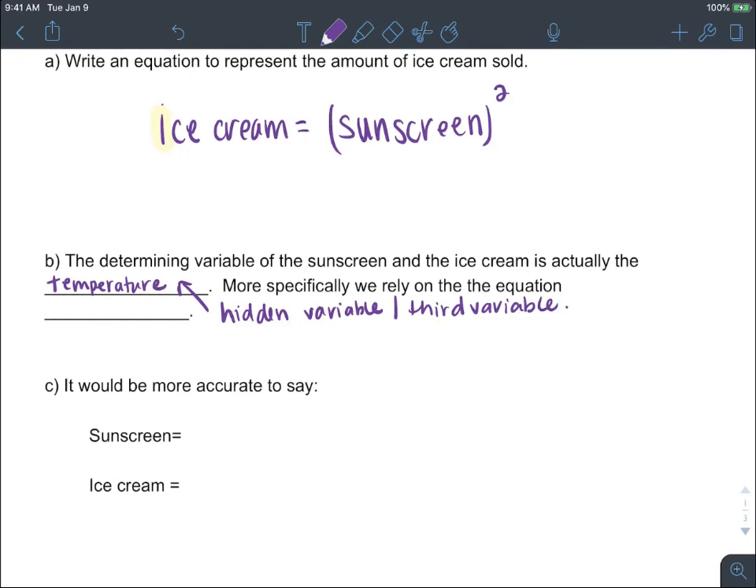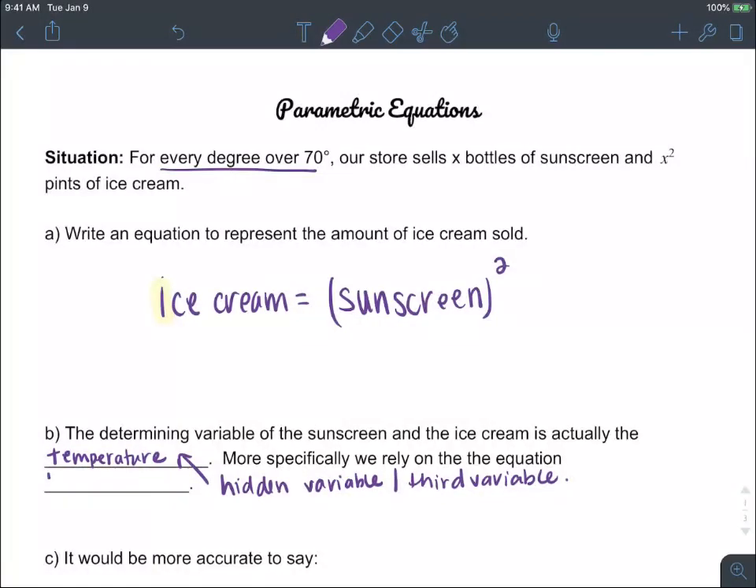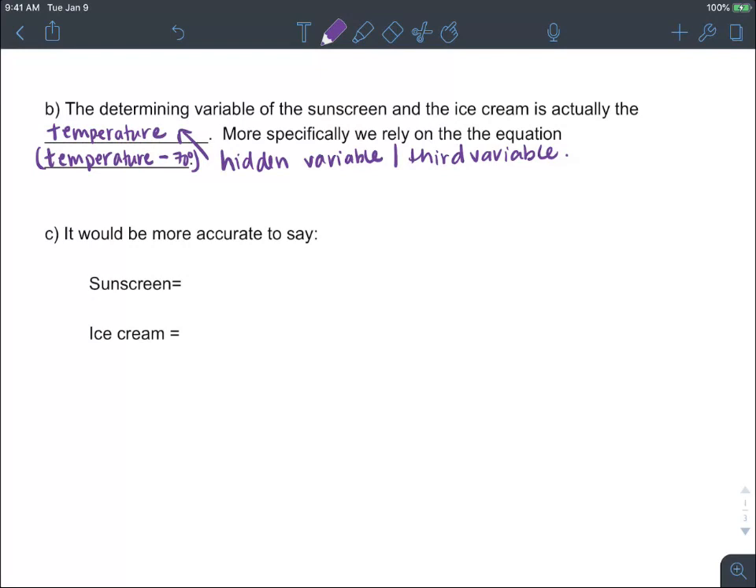So we can actually write each one of these equations in terms of temperature, which, it says, every degree over 70. So how could I count the number of degrees over 70? That would be whatever temperature I have, say it's 80 degrees, minus that 70 degrees, I would have an X value of 10.